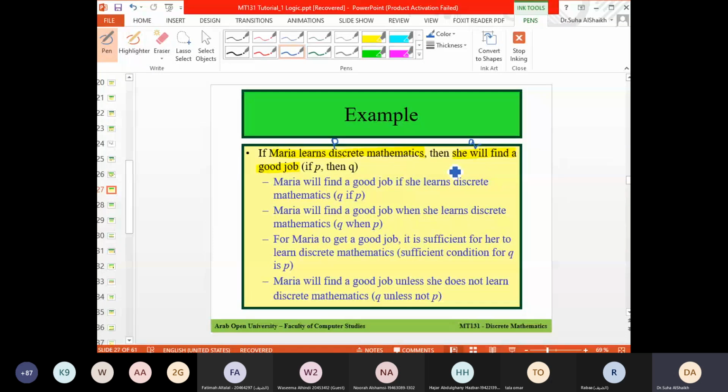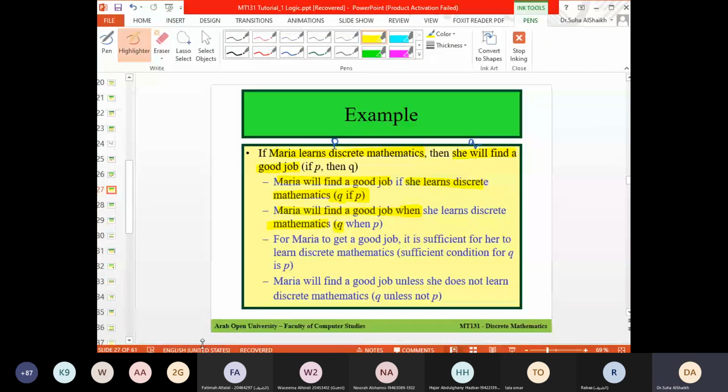So if I want to write it like QFP, إذا بكتبها بطريقة QFP, it will be like what? Maria will find a good job if she learns discrete mathematics. طيب, Maria will find a good job, اللي هو Q, when she learns discrete mathematics. This is another way to write it.